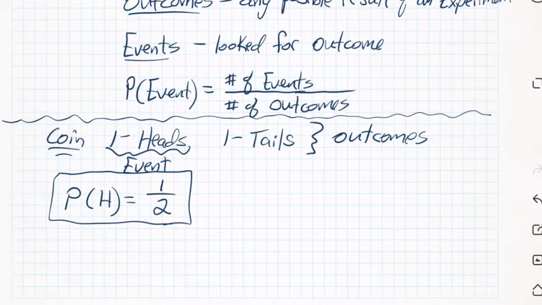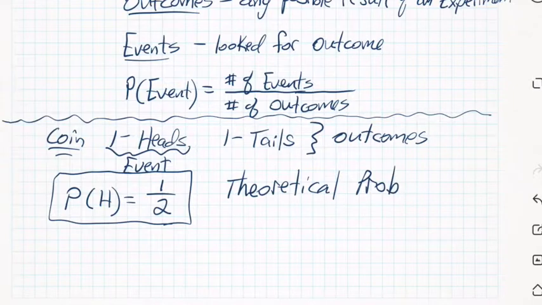Now, this probability is called theoretical because we didn't even flip the coin. We just analyzed the pieces that make up this experiment: that if we did flip a coin, it has one head and one tail.